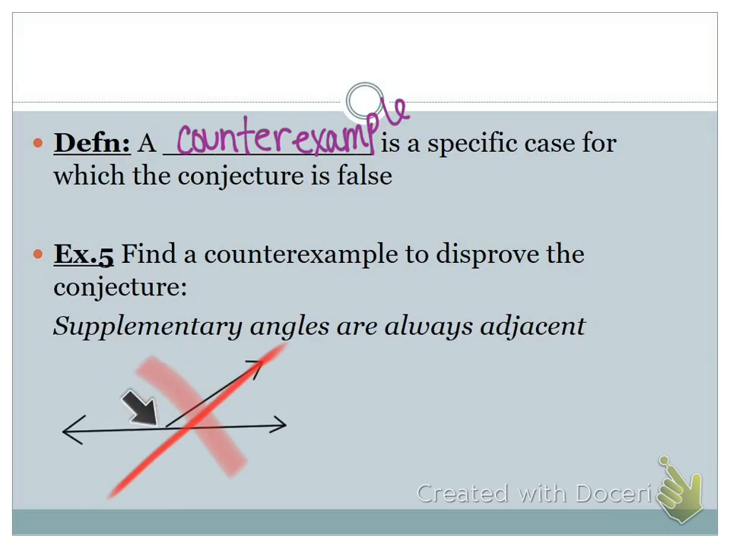These are adjacent. They share a vertex and a side. So how many angles do we want to draw? 2 of them. Do we want them to touch each other at all? No. And we want to make sure that their measures do what? Equal 180. So there are an infinite, really, amount of possibilities here. We just need 2 angles. How much do you want this one to measure? Okay, 130.